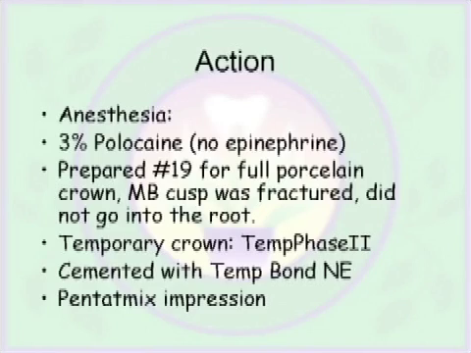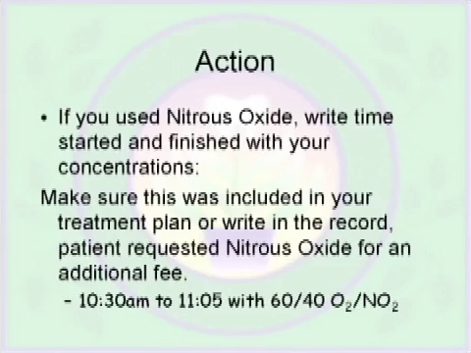Okay, so I write in the anesthesia. I should have had a blood pressure before that, which was 2 slides ago. Prepared 19, told what I did. I put a temporary crown, the type of material I used, cemented with TempBond NE. We've been going to zone, and I used the Pentamix impression material. If I'm using nitrous oxide, you write down when you start, when you finish, and the concentrations, something like that.